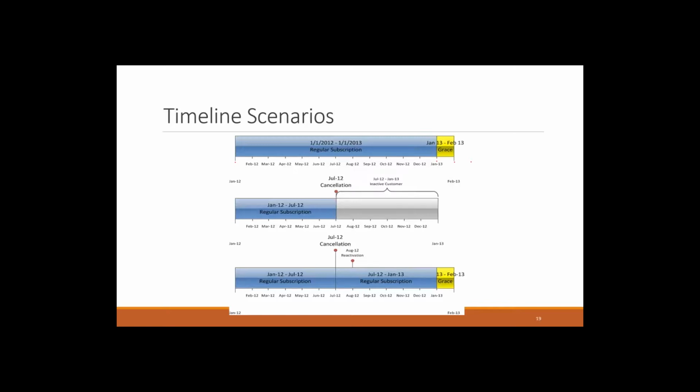So you have to timeline these things, because you're going to run into situations where somebody may have canceled in the middle of their subscription and then subsequently reactivated. And what do you count as a real cancellation? Because this person reactivated, should you count that cancellation?